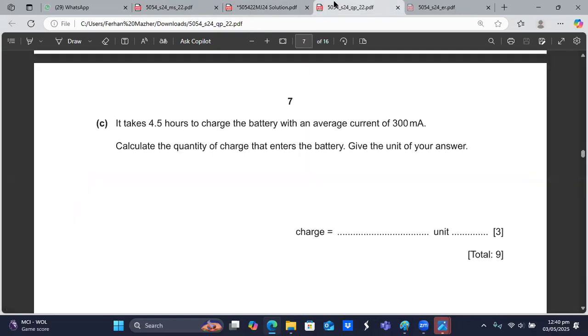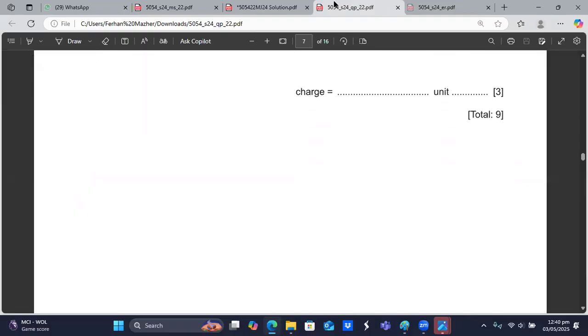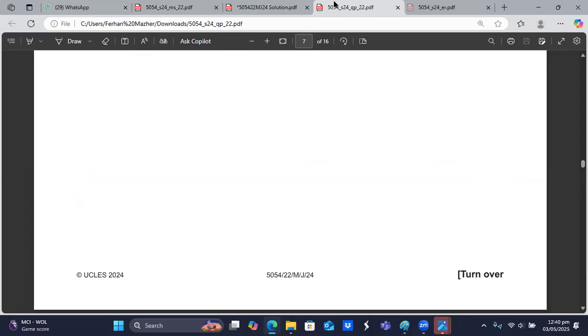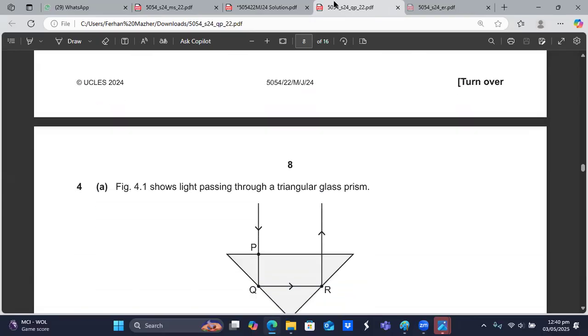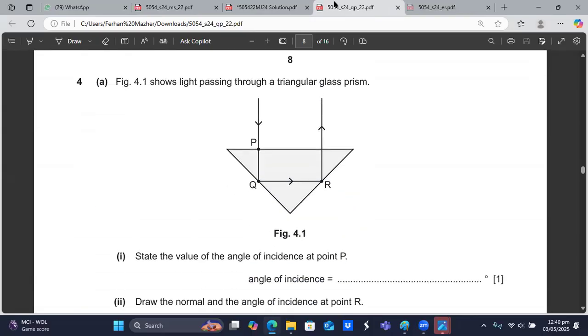Okay, so we are going to the next question, and that is question number 4. It's coming up on your screen. I hope till now you are understanding. And this is question number 4 coming up on your screen. So we are on question number 4, part A.